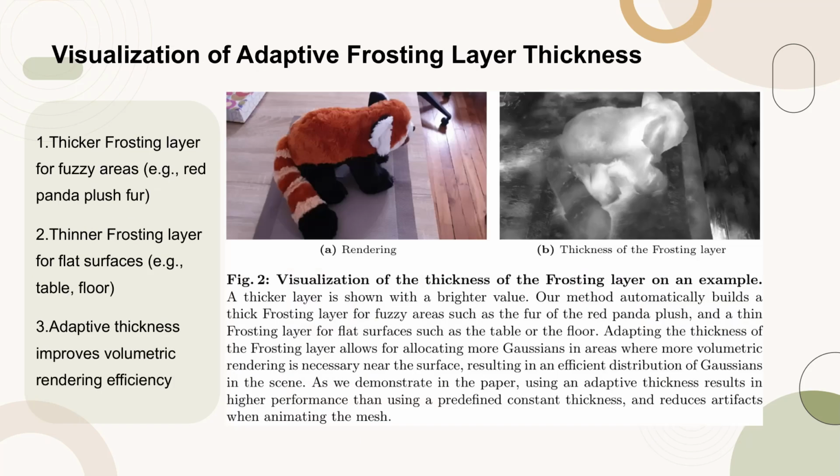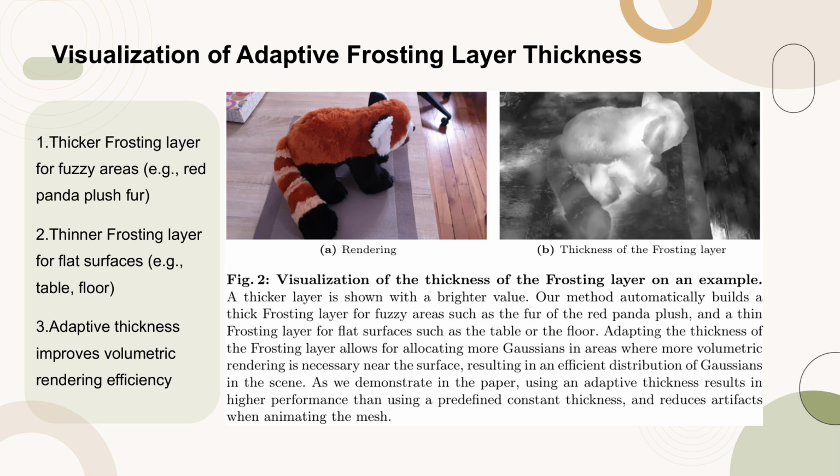Figure 2 illustrates the visualization of the thickness of the frosting layer on an example scene. The thickness is represented by varying brightness, with a brighter value indicating a thicker layer. Our method automatically adjusts the thickness of the frosting layer based on the material properties of the scene. For instance, it builds a thick frosting layer for fuzzy areas like the fur of the red panda plush, and a thin layer for flat surfaces such as the table or the floor.